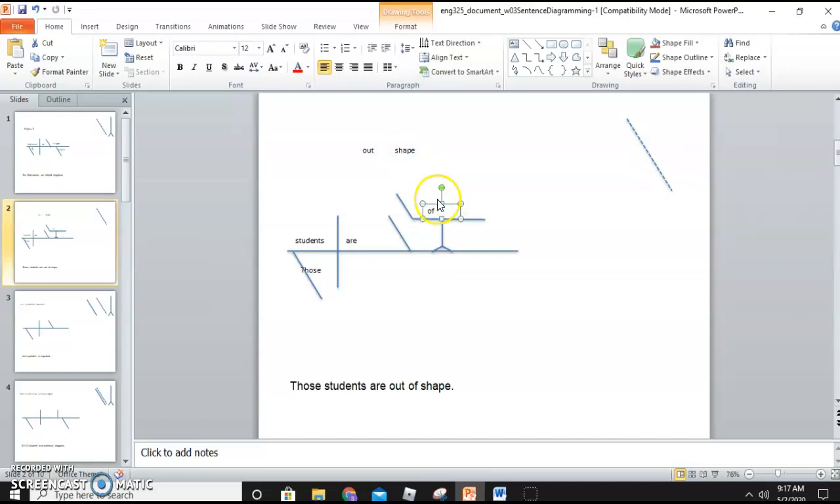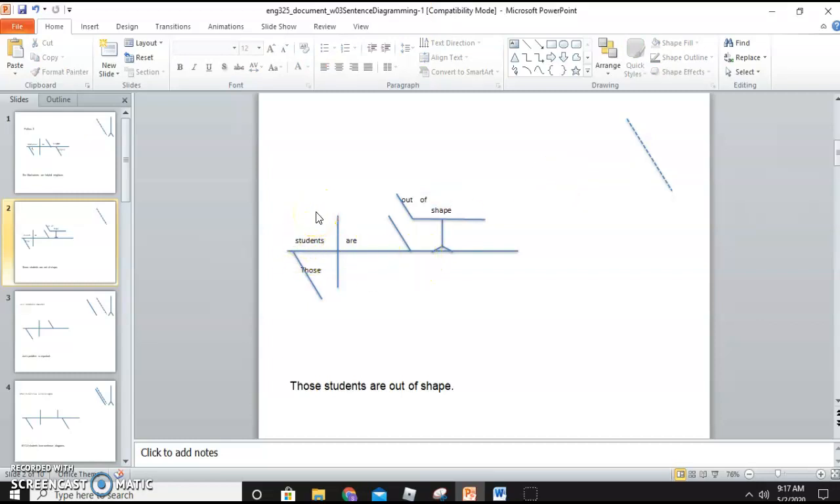If that were shape, that would be awesome, but it's not. Clicked on the wrong box, sorry. Okay, there's my noun on the horizontal. And then my prepositions, there happen to be 2 of them in this case. Usually there's 1, but in some cases there's 2. Go on the slanted line. And now I'm done with my diagram.